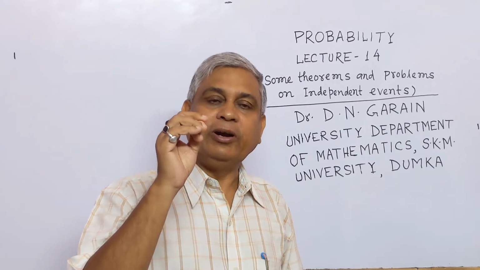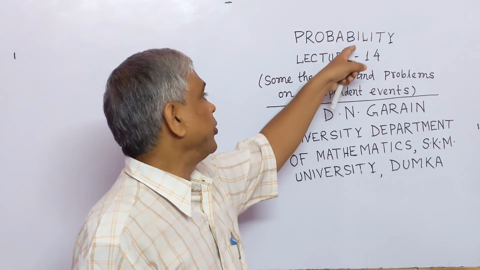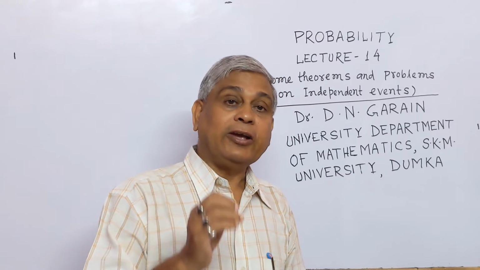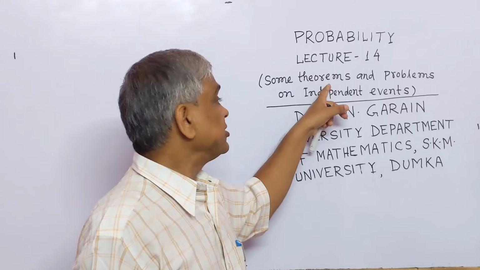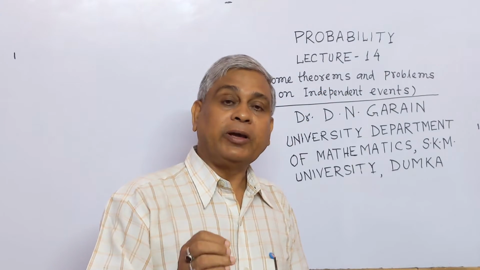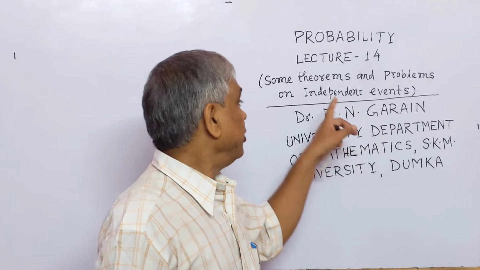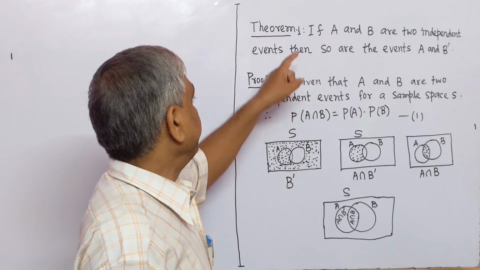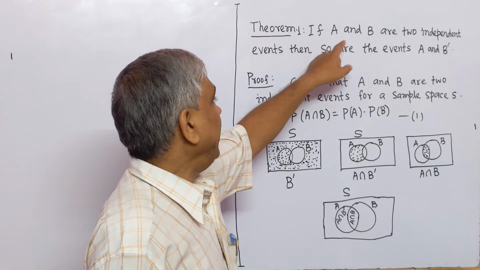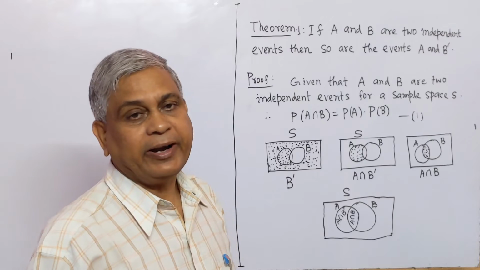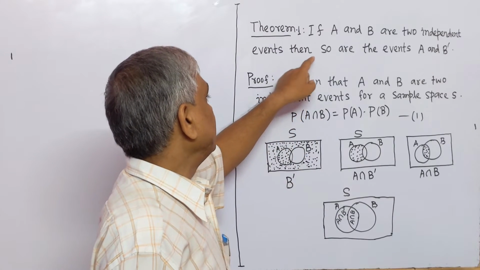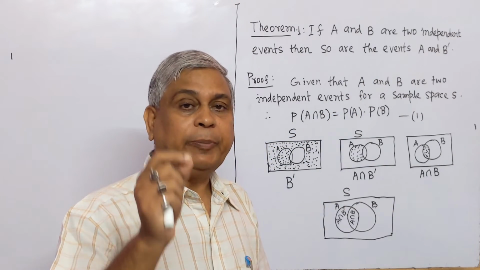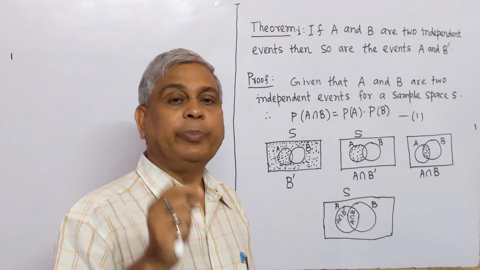Today I will deliver lecture on probability, lecture number 14, in which I will prove some theorems and solve some problems on independent events. Now we prove a theorem. The theorem is: if A and B are two independent events, then so are events A and B prime, where B prime is the complement of B.